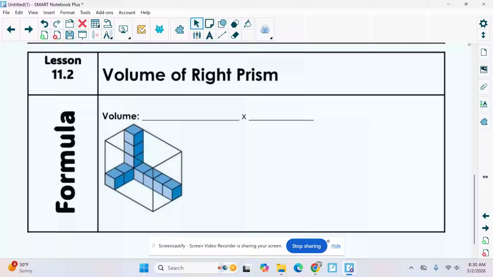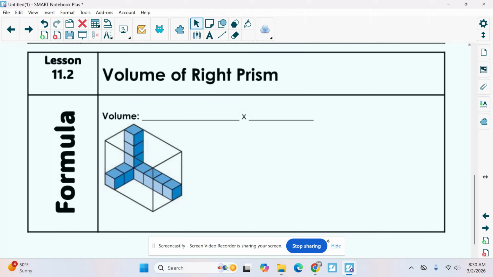Okay, so we're on page 4 of your notes. And your notes really are only those 2 pages. And then the next page and a half is your homework. So hopefully we can get to some of those questions together.